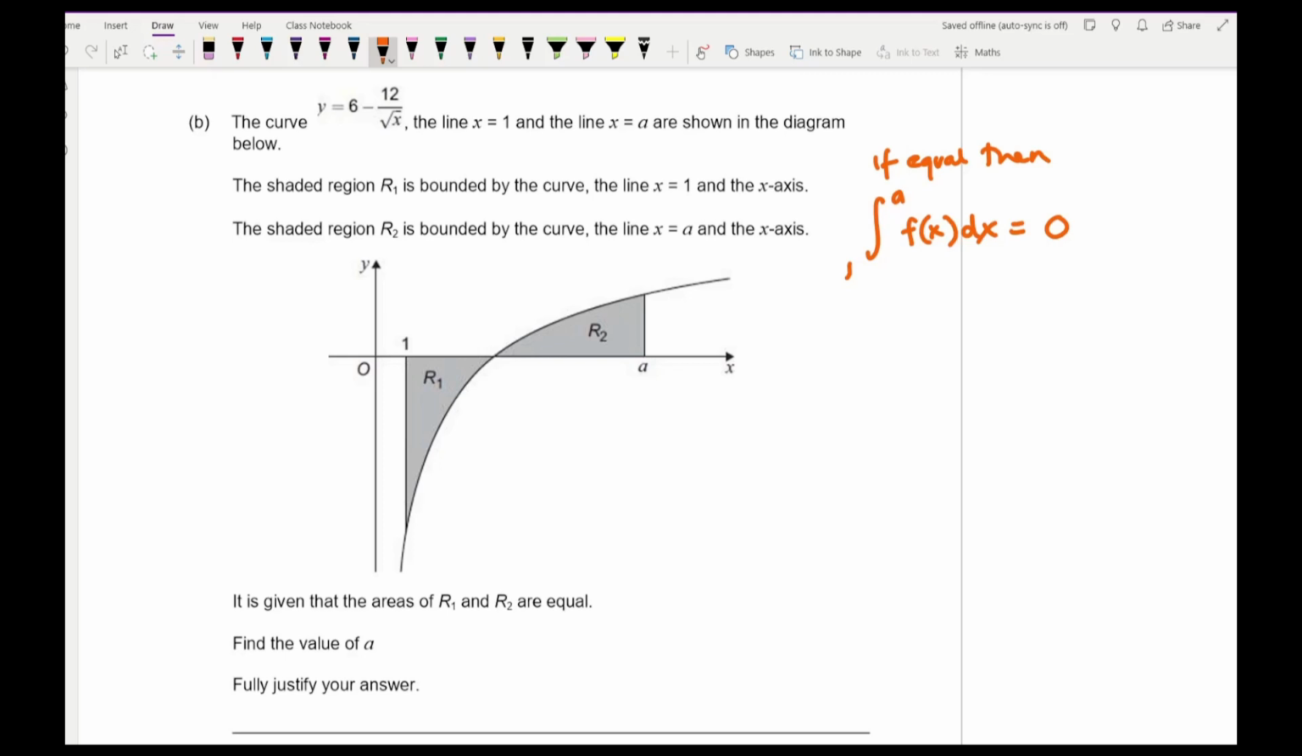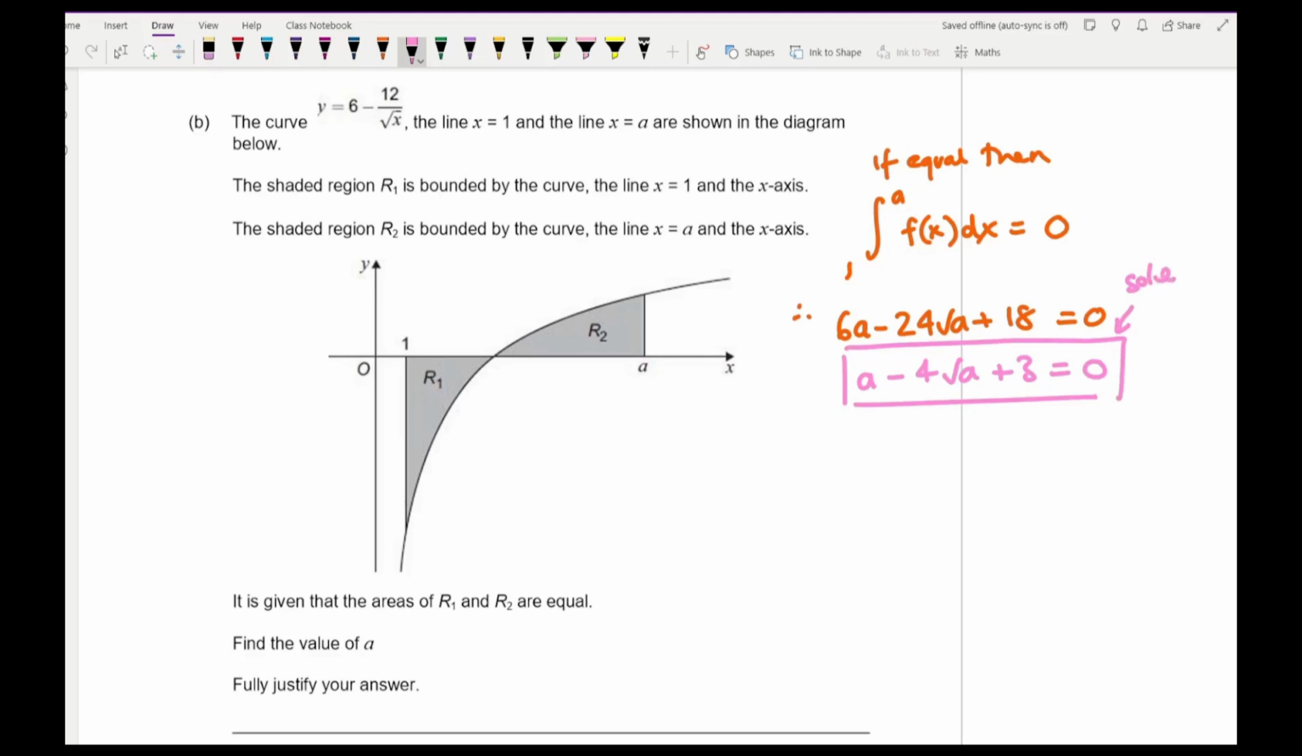So we know we've already integrated f of x to the limits of a to 1, which is our answer in part A. So that means that 6a minus 24 root a plus 18 equals 0. Then if I divide everything by 6, I end up with a minus 4 root a plus 3 equals 0. Now this is what I now need to solve.